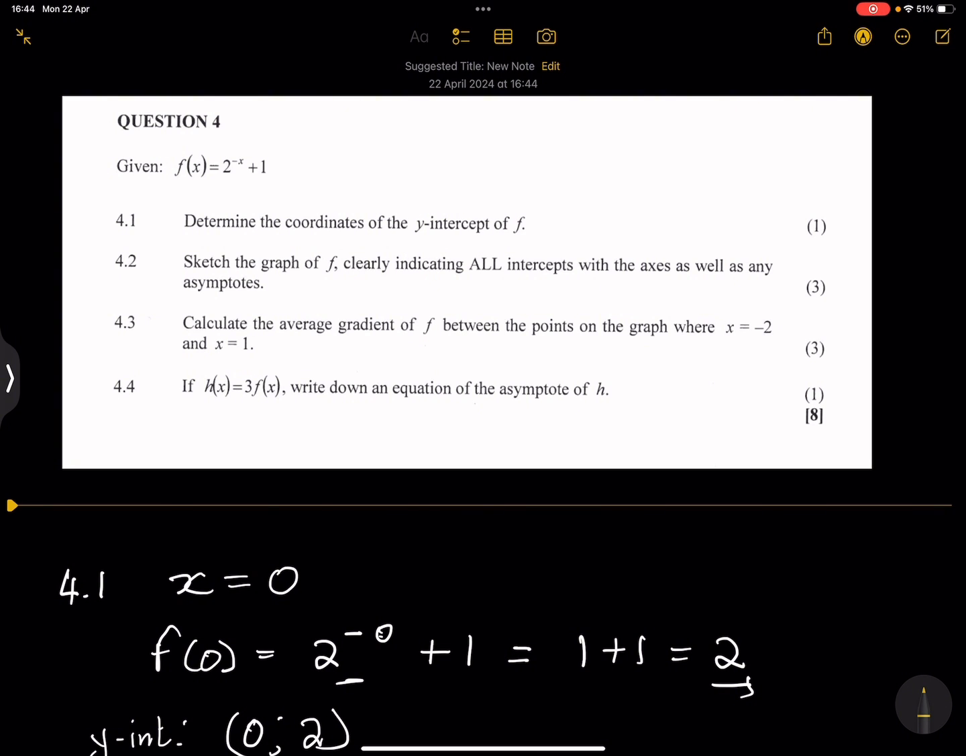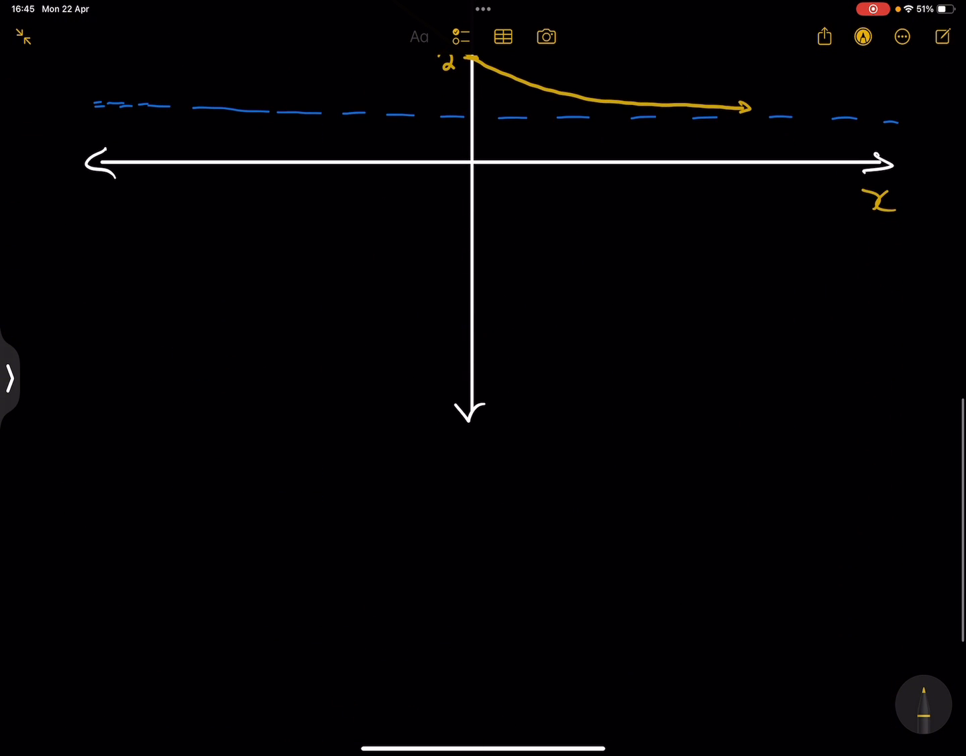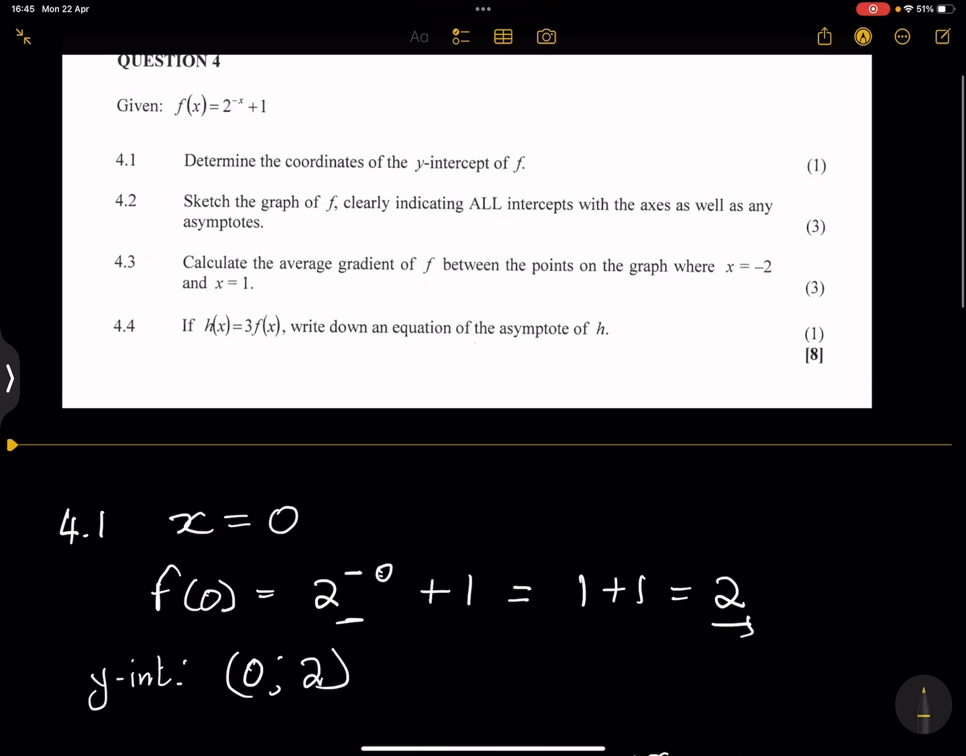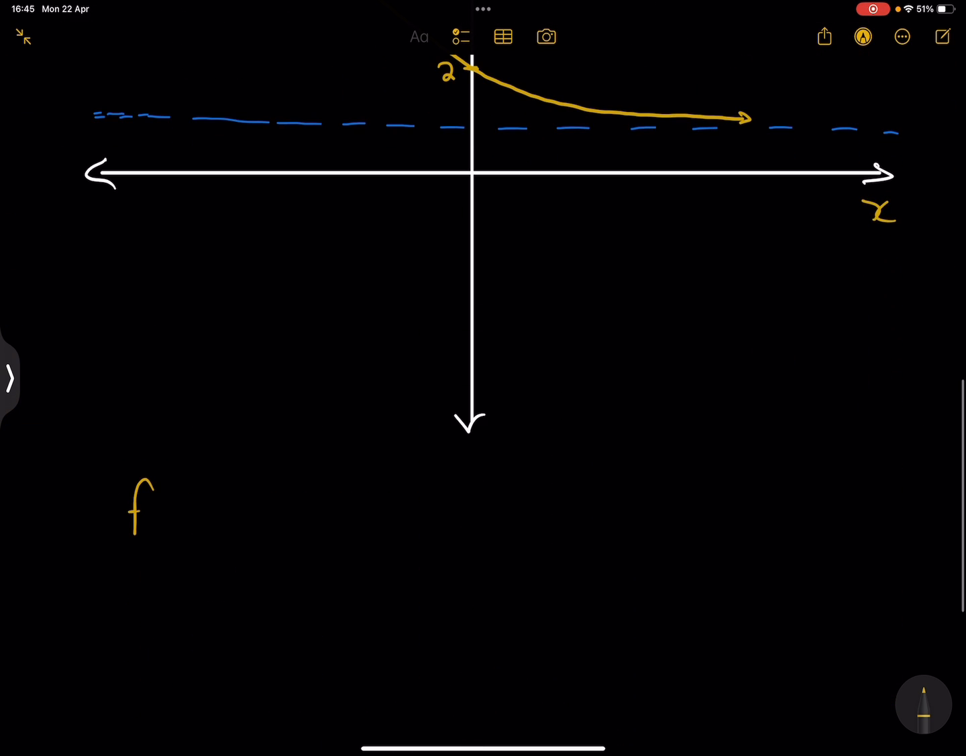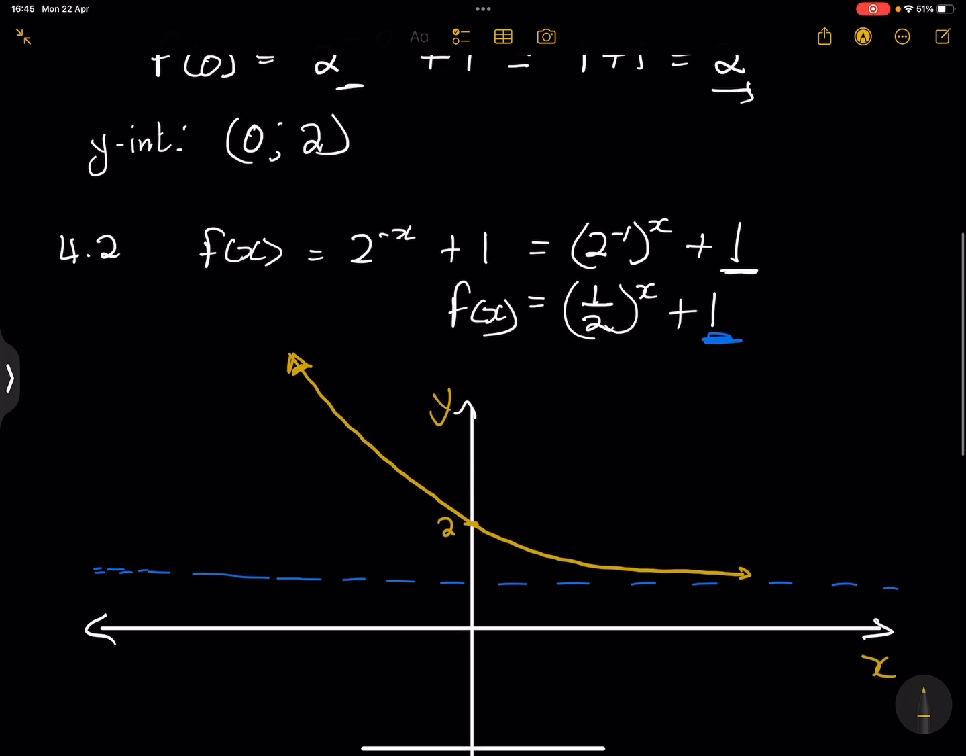They say calculate the average gradient of f between the points on the graph where x is equal to minus 2 and x is 1. So what would we need to do? Let's find those points. Firstly, that's minus 2 and 1. So f of minus 2, and we're going to have to find f of 1.